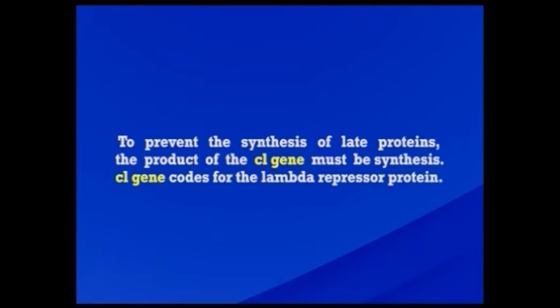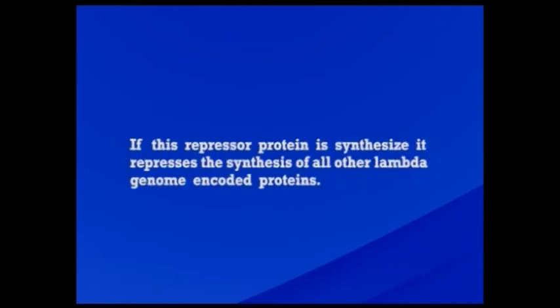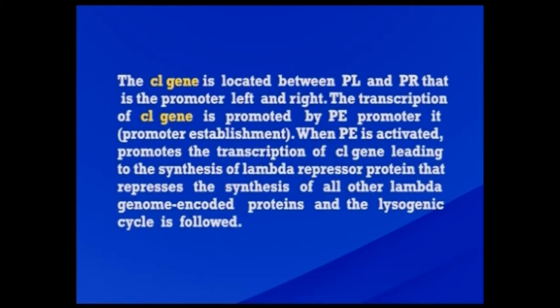To prevent the synthesis of lytic proteins, the product of the C1 gene must be synthesized. This C1 gene codes for the lambda repressor protein. If this repressor protein is synthesized, it represses the synthesis of all other lambda genome encoded proteins. The C1 gene is located between the PL and PR, that is the promoter left and the promoter right. The transcription of the C1 gene is promoted by PE, that is the promoter establishment.